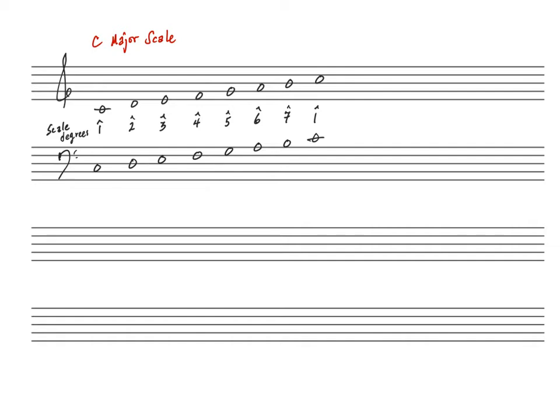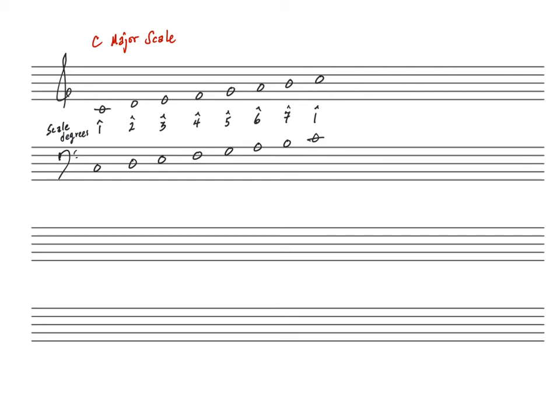So I just want to start with a C major scale. I've written it in treble and bass clefs, so you can just look at whichever clef you're most comfortable with. And I've written the scale degrees in the middle there. You might have learned solfege, like do, re, mi, fa, sol, la, ti, do. That's fine too, but scale degrees are going to be a little more useful here. So here is the C major scale. 1, 2, 3, 4, 5, 6, 7, 1.